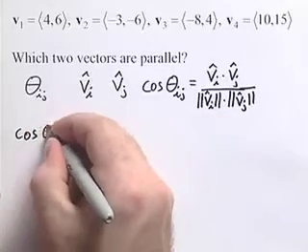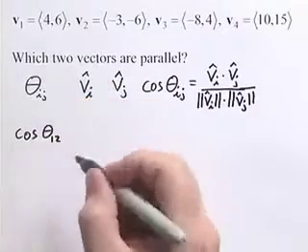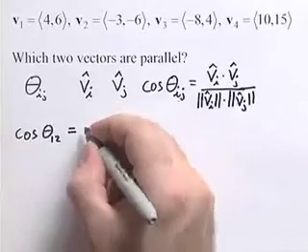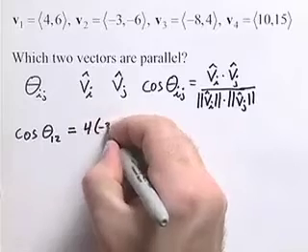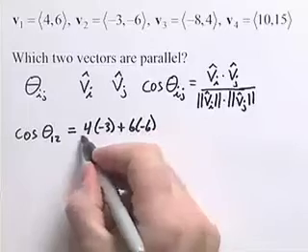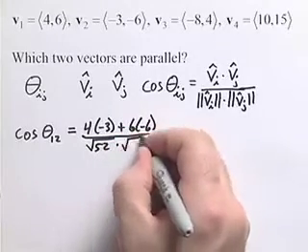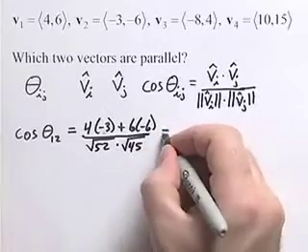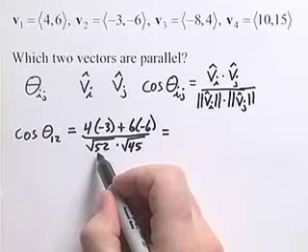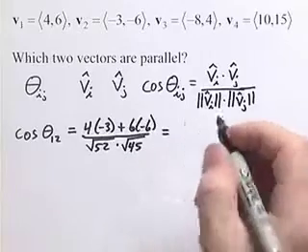So we'll have the cosine theta subscript 1, 2. So we're looking at vector 1 and vector 2. If we put in our components, we'll get 4 times negative 3 plus 6 times negative 6 divided by the square root of 52 times the square root of 45. So here the numerator is the dot product of vectors 1 and 2. The square root of 52 is the magnitude of vector 1. The square root of 45 is the magnitude of vector 2.